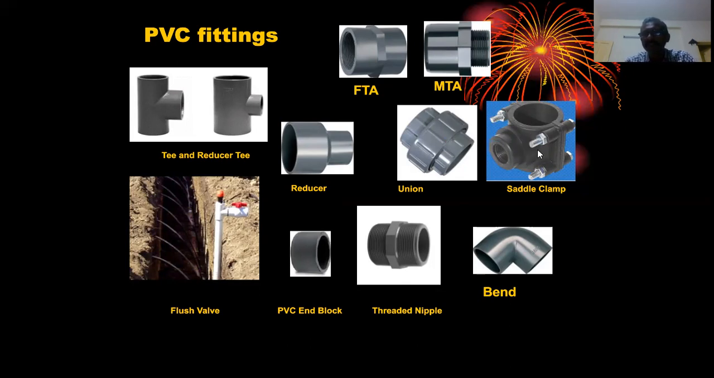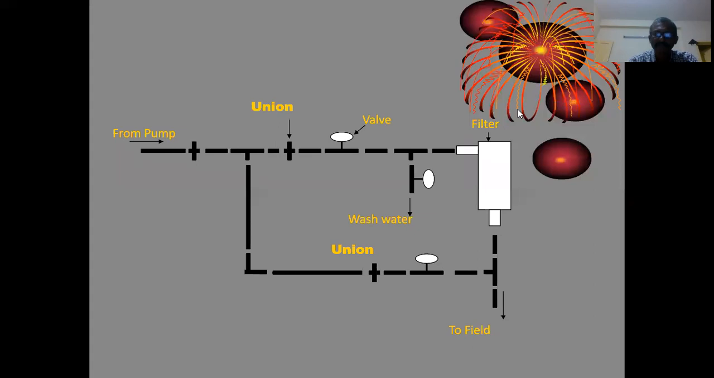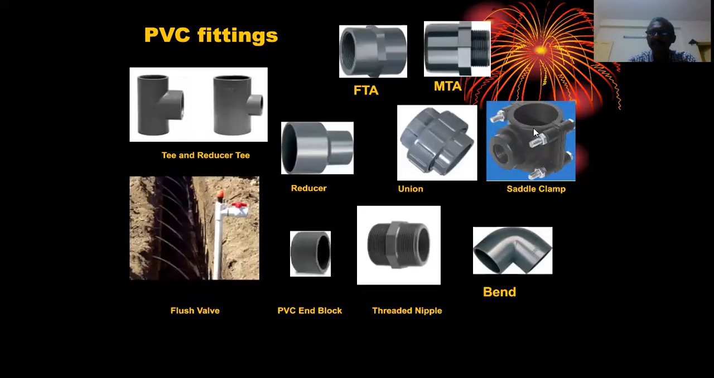And this is called saddle clamp. This is also used for taking off, something similar to a T. From a larger diameter pipe, one can take off smaller diameter pipes. But there we have to cut the pipe and join it. Here you do not need to cut the pipe at all. Just on the pipe itself, one can put a hole and fit it. And the same saddle clamp is used for fitting pressure gauges in the pipes.